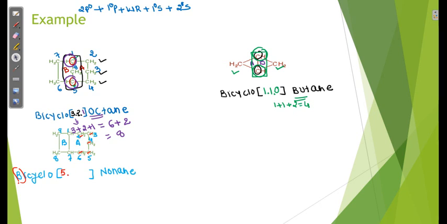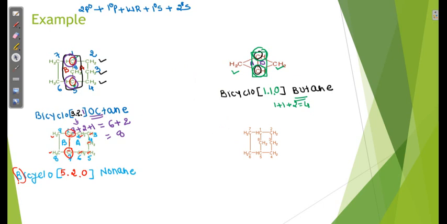In the small ring, how many carbons are there other than bridge? So there are 1 and 2. So I can write this is 2 dot. Other than bridgehead, how many carbons are there in the bridge? So there is 0. So 5 + 2, 7 + 2, 9. So this is nonane.